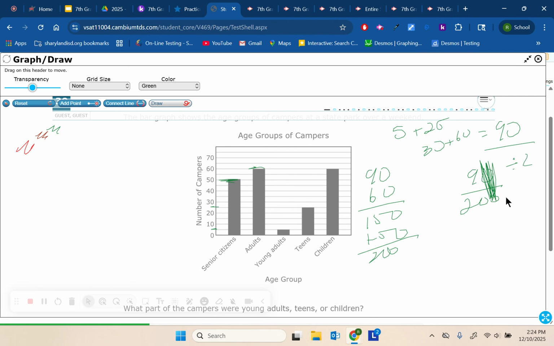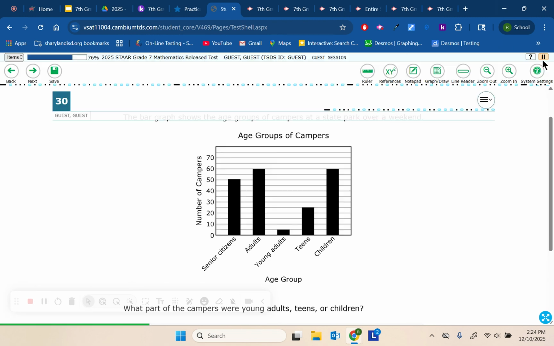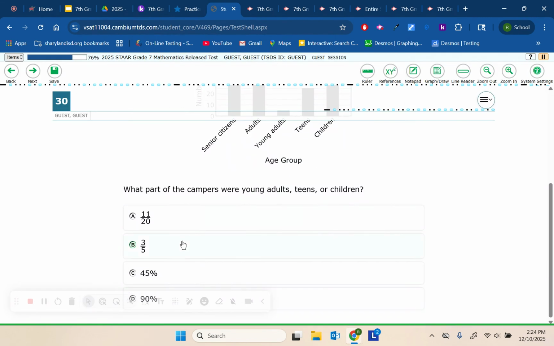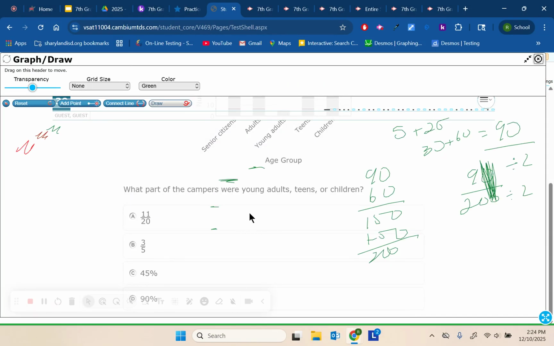Divide that by 2. Divide that by 2. I don't know. Maybe that's the answer. 9 over 20. Let's find out. It's not that one. It's not that one. It's this one. One of these two. So what is 9 over 20? So let's talk about 9 over 20.